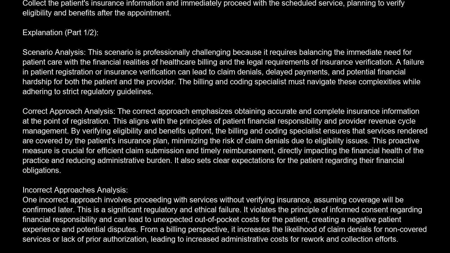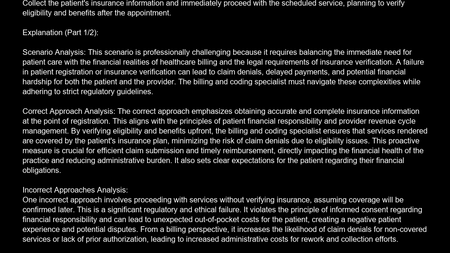This proactive measure is crucial for efficient claim submission and timely reimbursement, directly impacting the financial health of the practice and reducing administrative burden. It also sets clear expectations for the patient regarding their financial obligations.